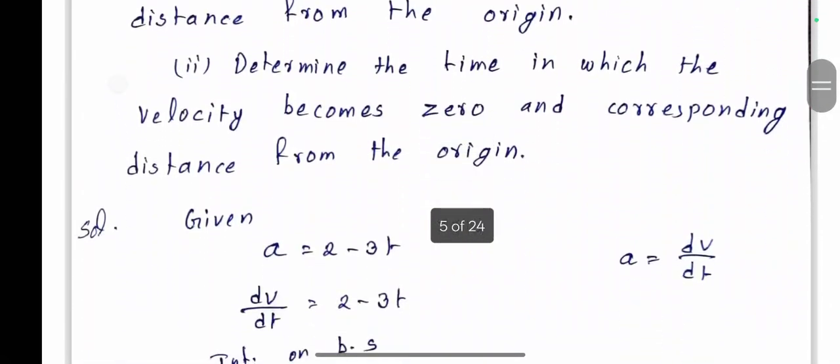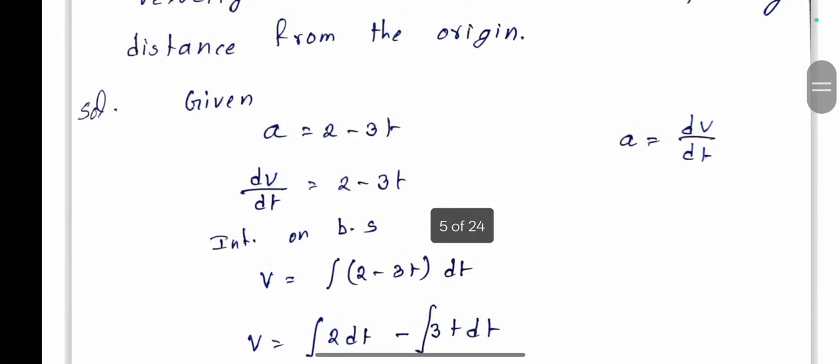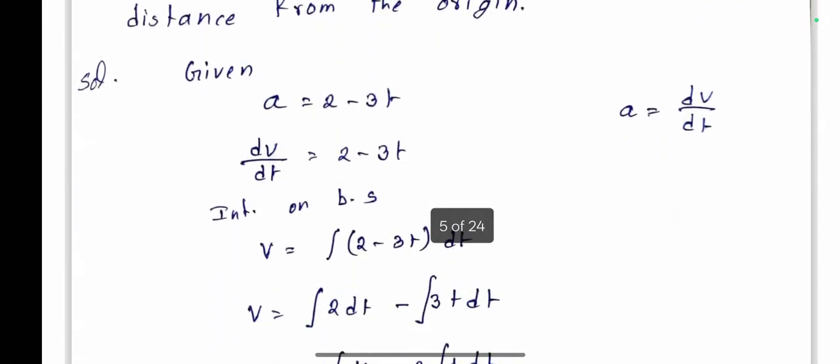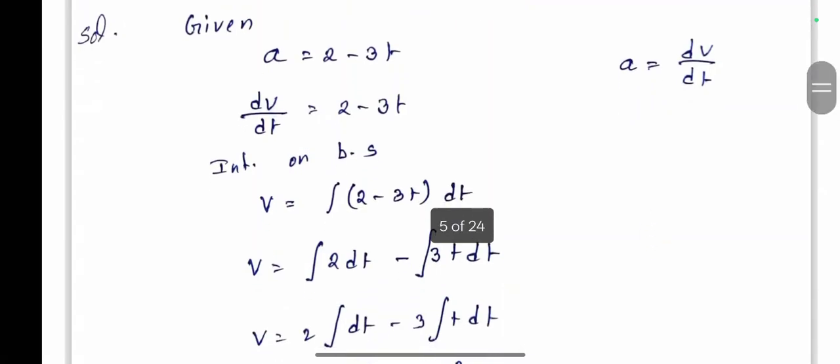Okay, let us find the velocity and distance s. By definition, we know that the rate of change of velocity with respect to time is acceleration. Therefore a is equal to dv by dt, so dv by dt is equal to 2 minus 3t. Here we need the equation for velocity. We need to find the acceleration, velocity and the distance.